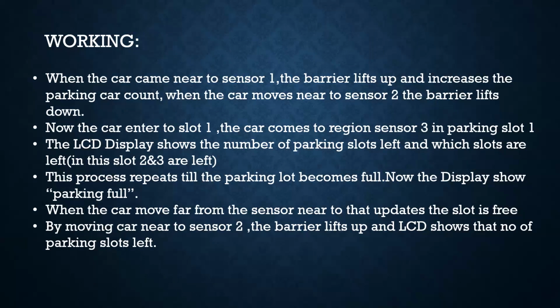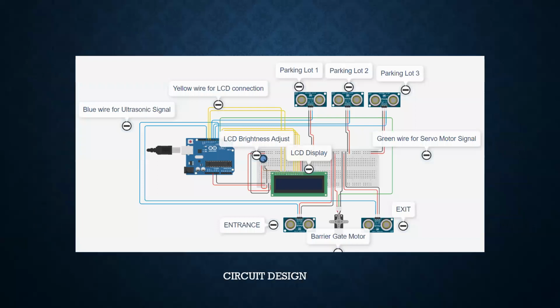When the car moves away from the sensor, the slot is updated as free. By moving a car near sensor 2, the barrier lifts up and the LCD shows the number of parking slots left. So this is the circuit design of our project.